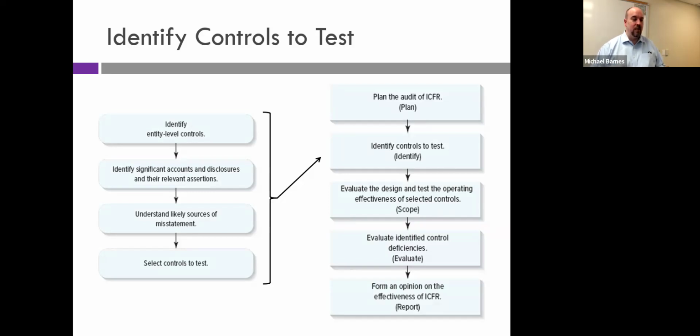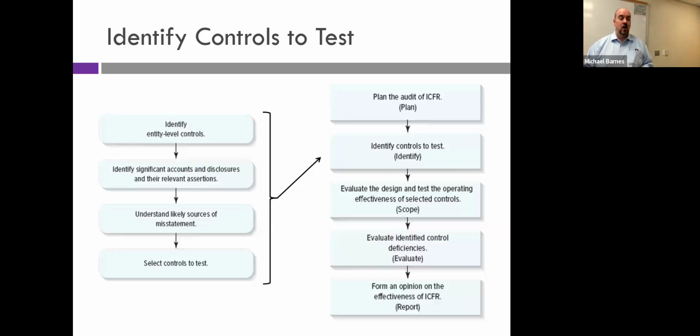Then we get down to a little bit more of the details that we've discussed already. Identify significant accounts and disclosures and their relevant assertions. So when we identify an account, we should be able to identify risks associated with that account. What do we know about the characterization of risks at the control level? They're characterized by assertions. That's how we determine what the risks are. We say, what is the management assertion that's in place here?